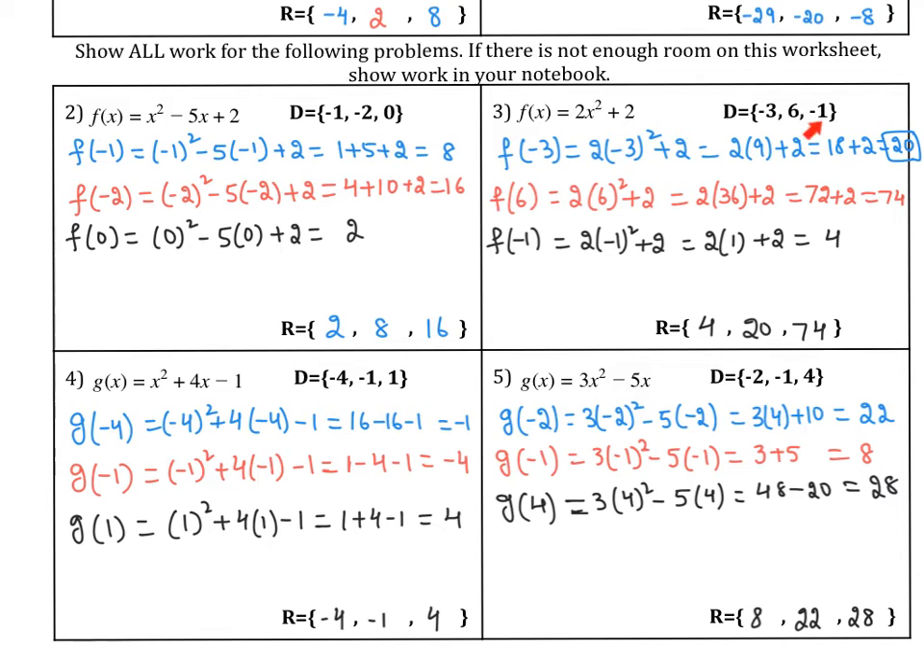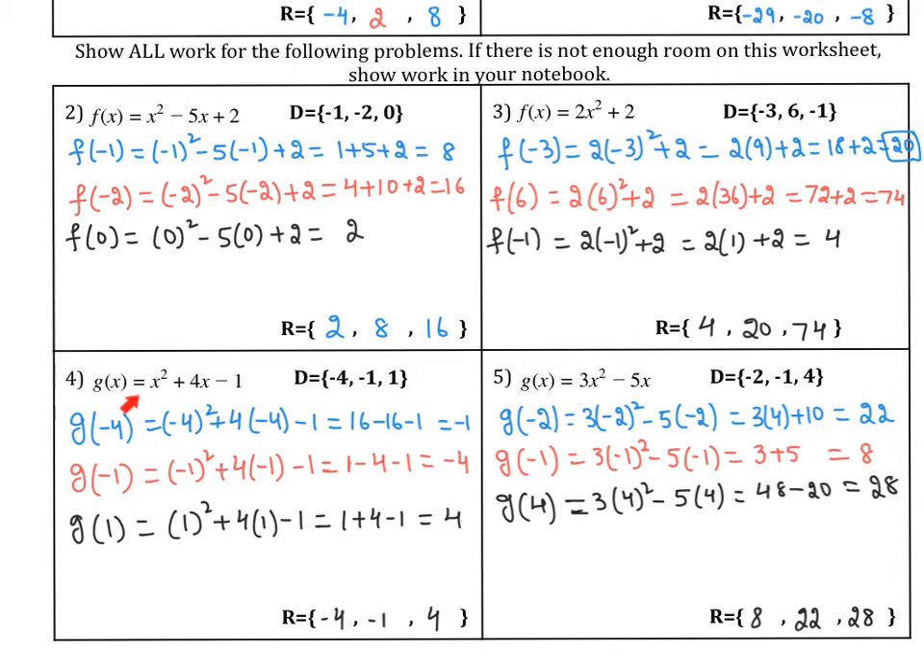Now we're going to use negative 1 for the x value. So f of negative 1 equals 2 times negative 1 squared. Negative 1 squared is just 1. So 2 times 1 is 2. 2 plus 2 is 4. So the smallest one is 4, and then 20, and then 74.